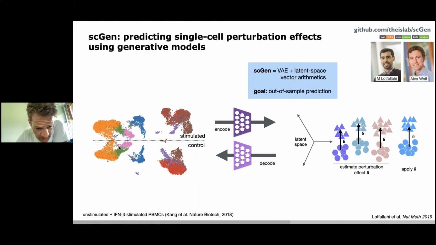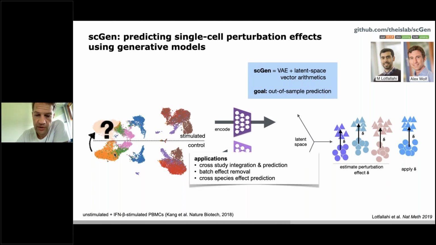And here is an example, we've been doing this for PBMCs, because you see different colors, different subsets of blood cells, essentially under control and under stimulation. And then we left out one of the stimulated ones, and we're actually able to predict that stimulus. So this is very nice. We had all kinds of applications for cross-study integration, for batch effect removal, and even integrating samples across different species.